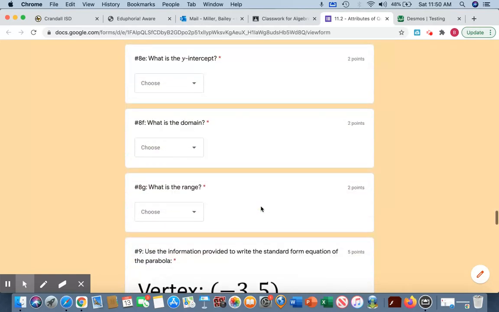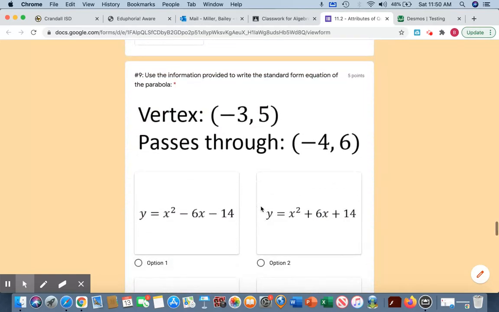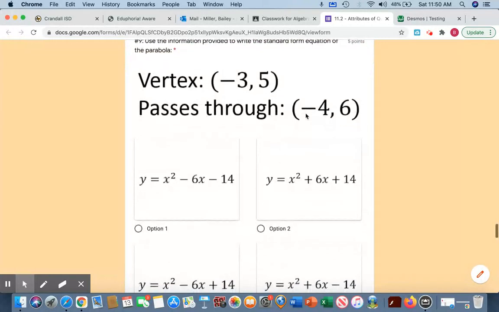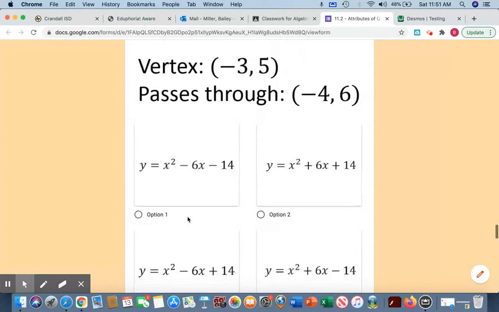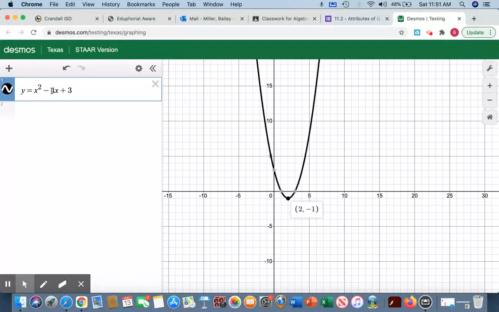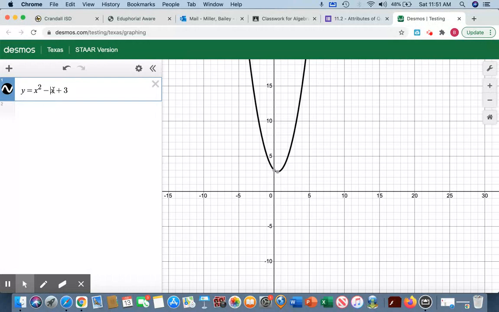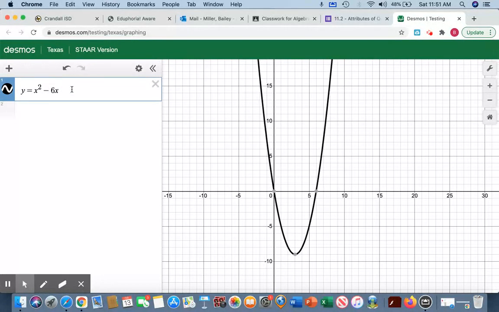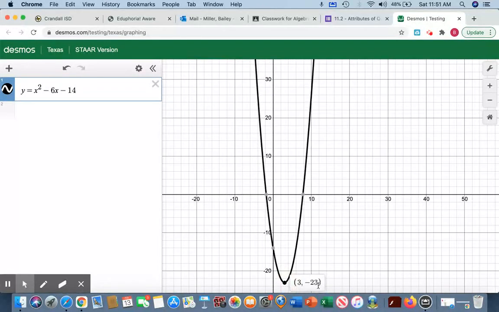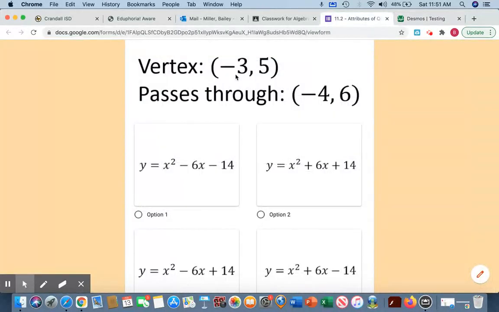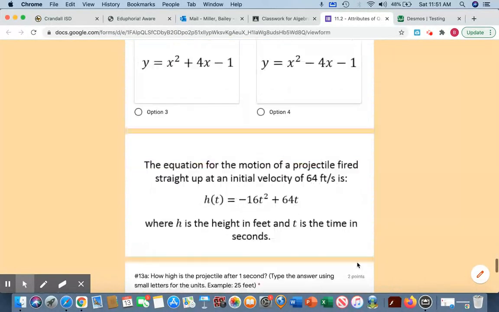Same thing here. These, use the information provided to write standard form of equation. So option 1 would be to graph these in Desmos and figure out which have the vertex of negative 3, 5. So like I'd graph x squared minus 6x minus 14. And I would look at the vertex. This one's at 3, negative 23. Well, that's not the vertex. I know one's not it. So you can just graph them into Desmos that way for those two.